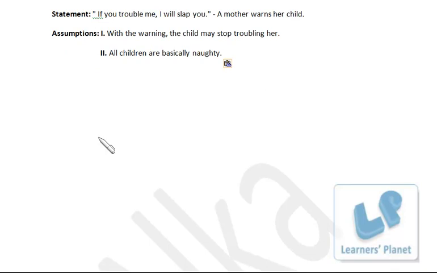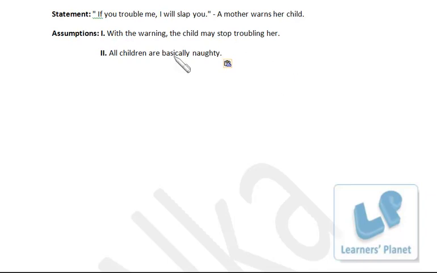The statement: "If you trouble me, I'll slap you," a mother warns her child. The first assumption: with the warning, the child may stop troubling her. Now obviously the warnings are given for that purpose only. If I warn you not to do something, I expect or anticipate that you won't be doing that. So this is the sole purpose of warning. That is a very obvious assumption.